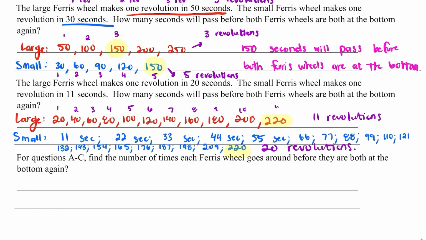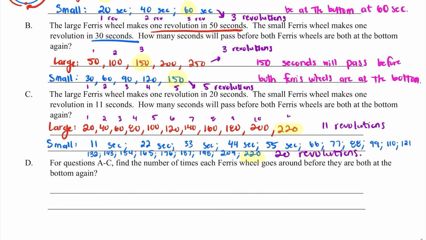Whereas if we looked at the small one, the small one revolved every 11 seconds, and we had to do 20 revolutions. We had to do 20 different multiples. So, that being said, we're going to keep going with these multiples. We have another set of problems here. Oh, sorry, I'm getting ahead of myself.